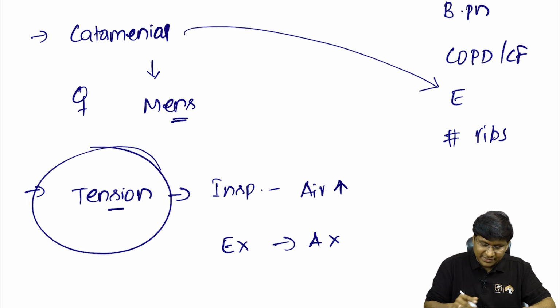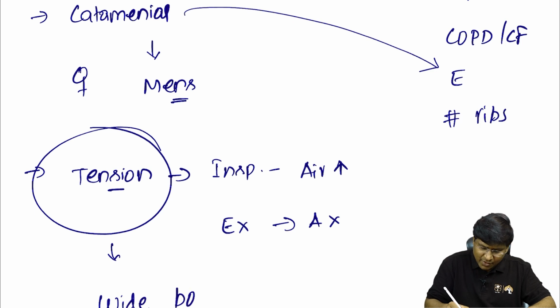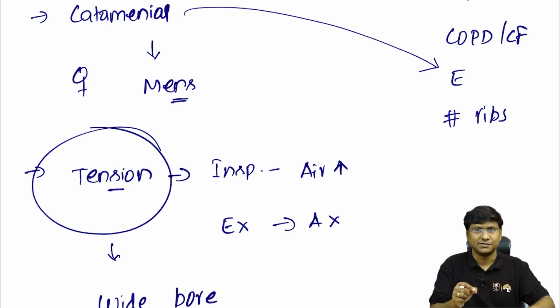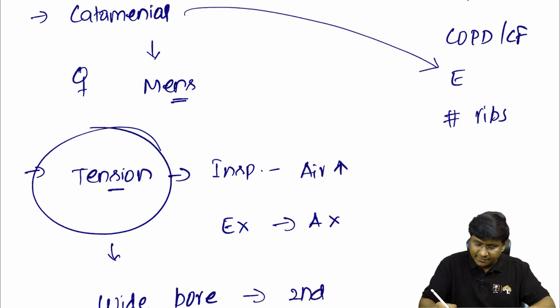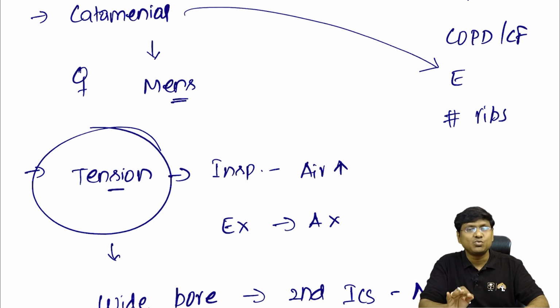These patients with tension pneumothorax, which is a medical emergency, require wide bore needle insertion. This wide bore needle insertion is done in the second intercostal space, mid-clavicular line, right? So that is your tension pneumothorax treatment.